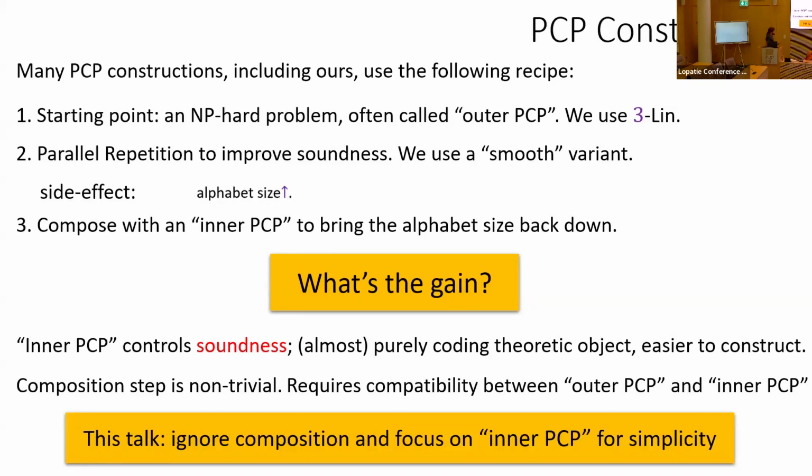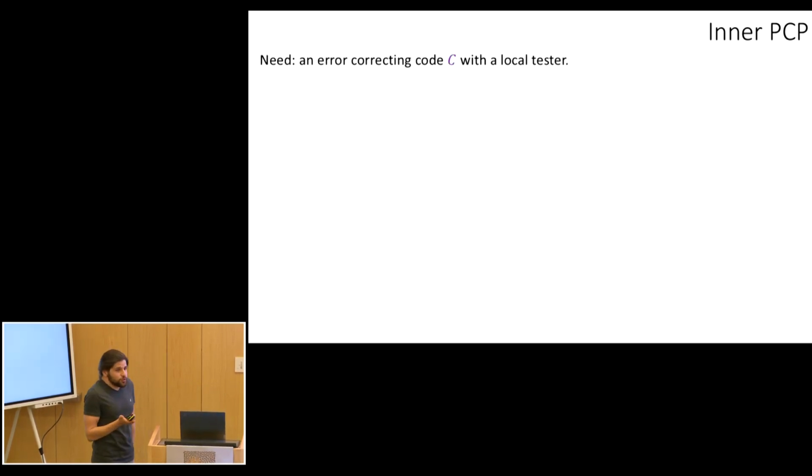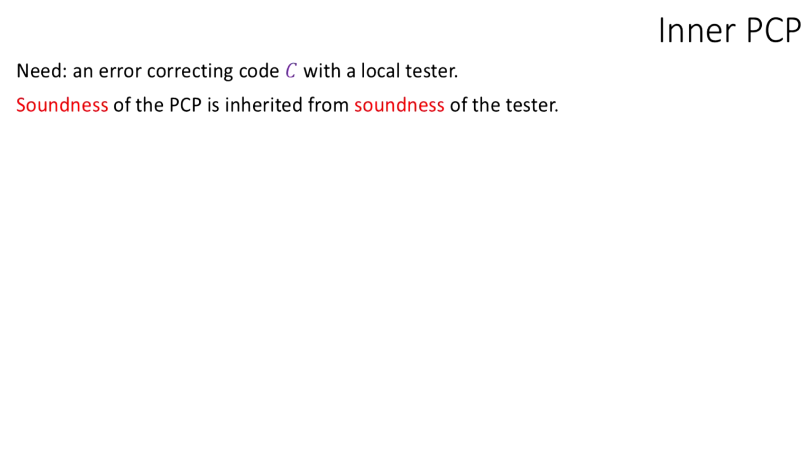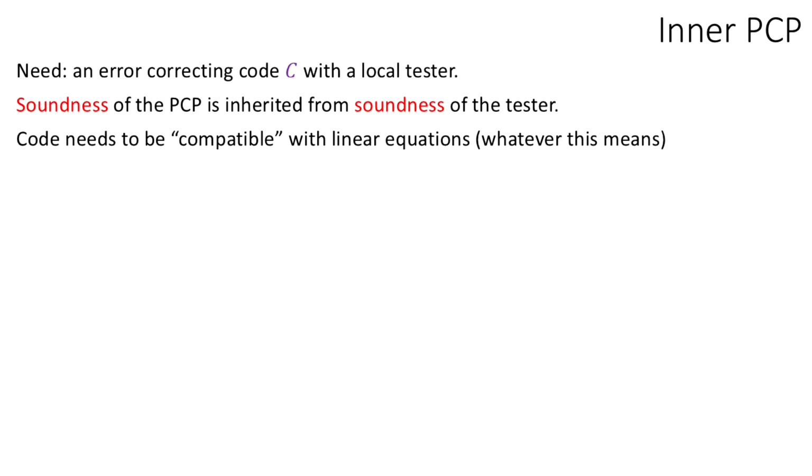Okay, so let's focus on constructing an inner PCP. So what is an inner PCP? In reality, it's just some error correcting code with a local tester. And as we said, we care about the soundness of the PCP, which is just the soundness of the tester. So that's what we want. And if you remember these compatibility issues, in our case, it amounts to the code talking about equations which are linear and stuff like that, but don't stress about it.